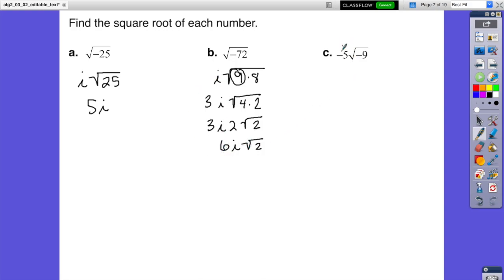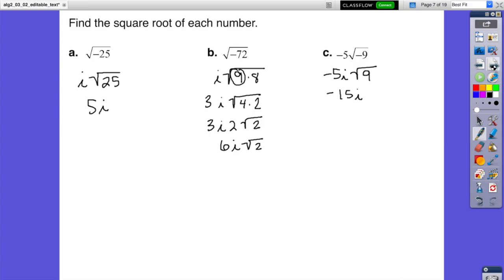Okay, here's C. Again, there is a negative here, so that means that we're going to pull out an i. So it's going to be -5i, and you always write the i after the number. It's going to be times the square root of 9. And you already know the square root of 9 is 3, so 3 times -5 is going to be -15i.